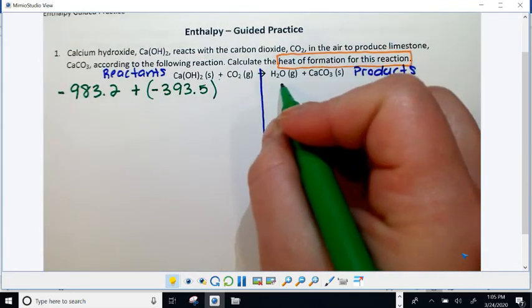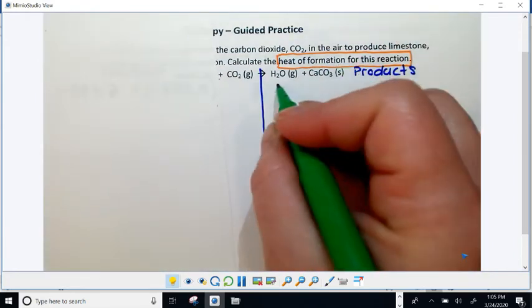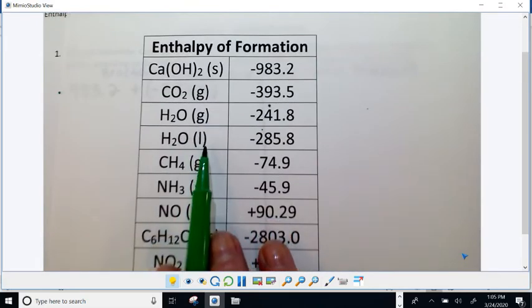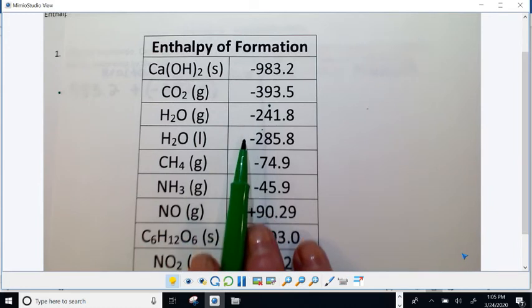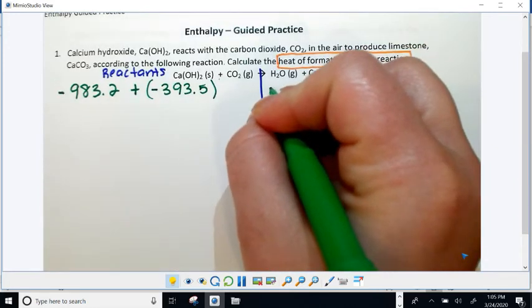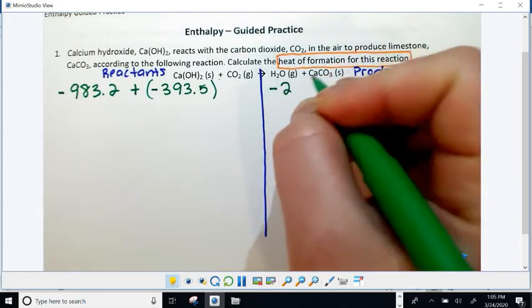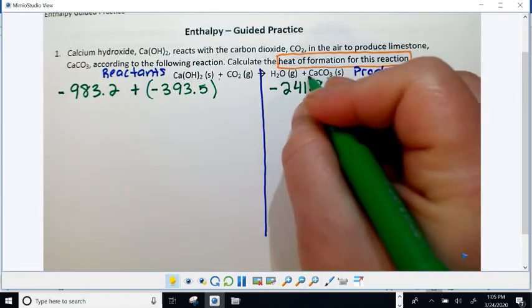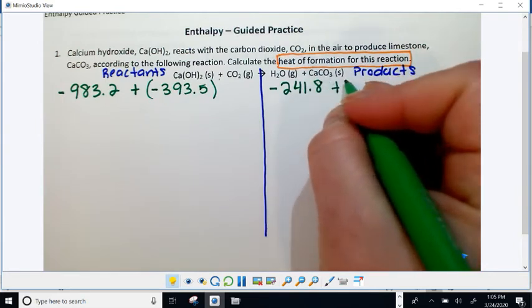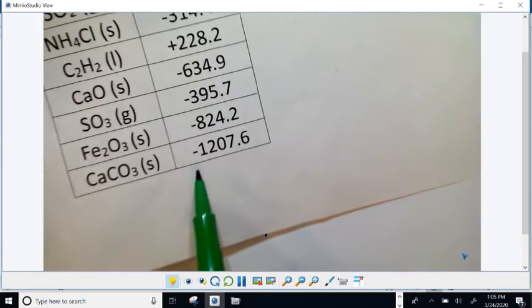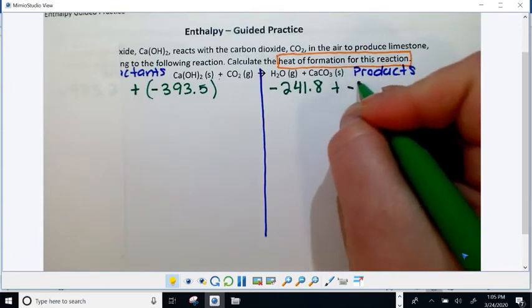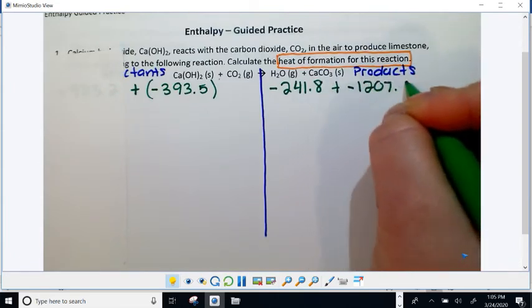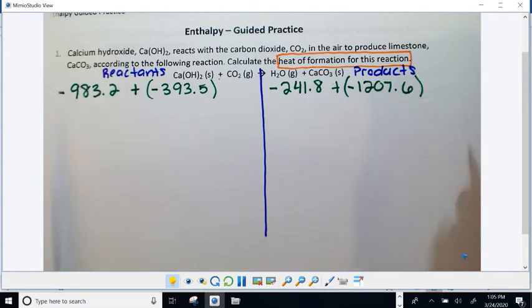And I'm going to continue with the other ones. Water in the gas form. Make sure I use the gas and not the liquid because they have two different enthalpies of formation. Plus sign, and then calcium carbonate, right? Down here. And putting parentheses to separate the positive and the negative signs.